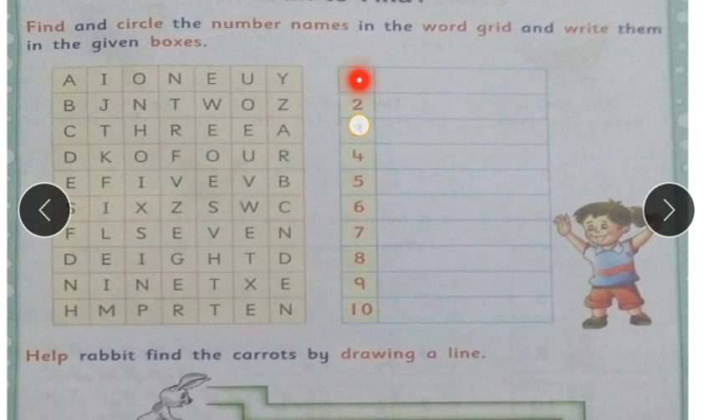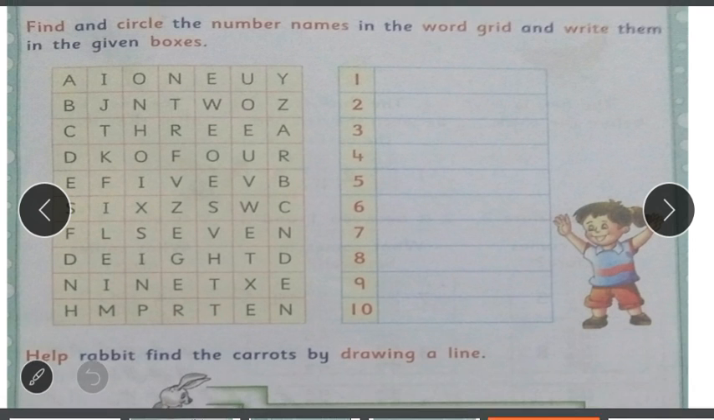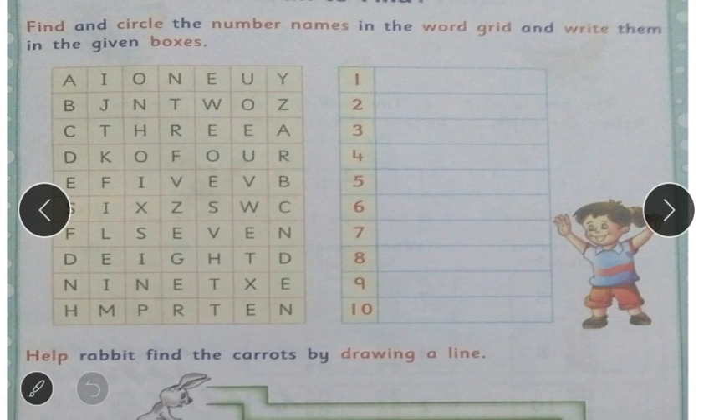See here what is written? 1. Then you have to find the number 1 in this box. Where is 1? What is the spelling of 1? O-N-E, 1. So you have to circle it and write in the box. O-N-E, 1. Now what is the next number? 2. Now find it out. 2. Where is 2? Here it is, the teacher found it. TWO, 2. So here you have to write TWO, 2.